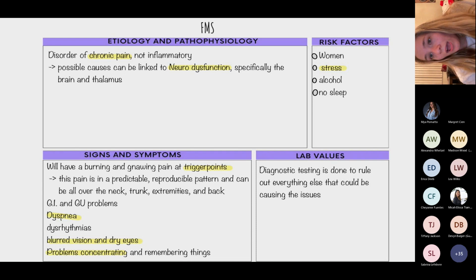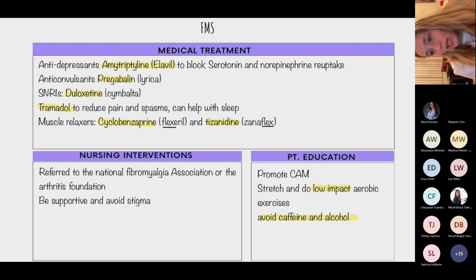These patients usually have trigger points that are very predictable, usually on the neck, trunk, extremities, and back. Additionally, they have some blurry vision, dry eyes, and problems concentrating. What can we do for fibromyalgia syndrome? A lot of the medications we give, and I'm not sure if you've learned about them in pharmacology yet, are going to be neuropsychiatric medications.